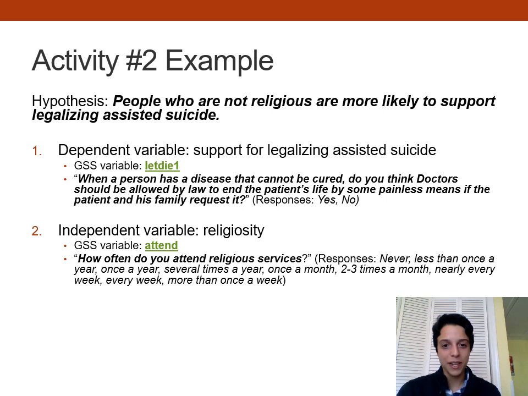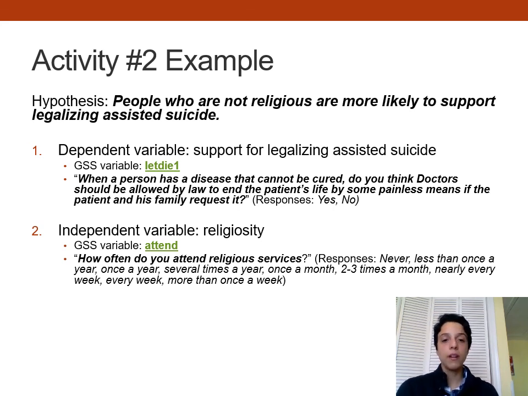we have our independent variable. So our independent variable is our cause. We have a cause and an effect. Here we're talking about religiosity causing attitudes about legalizing assisted suicide. So to measure how religious somebody is, I might use this question here, which is, how often do you attend religious services? The variable's name in the General Social Survey is attend, and then the wording of the question is right there, and then the possible responses people could have given to the question. The response options are listed there.